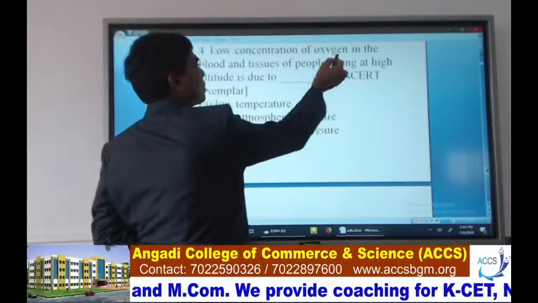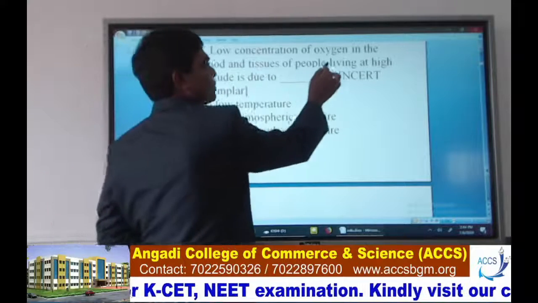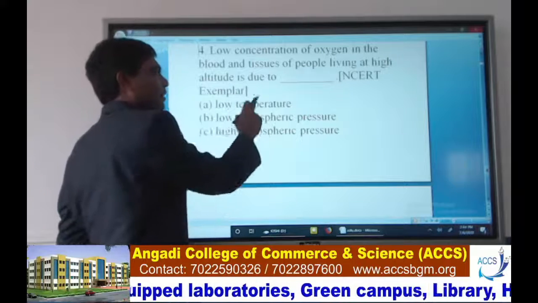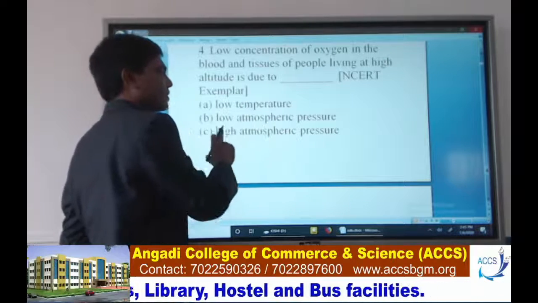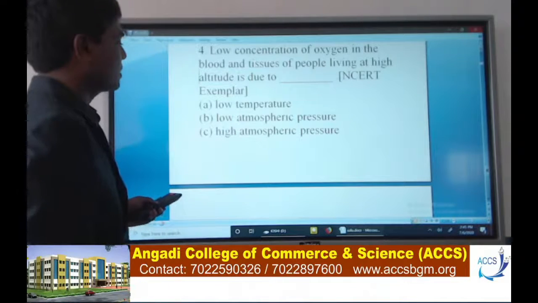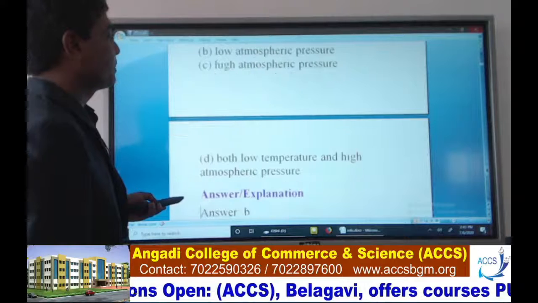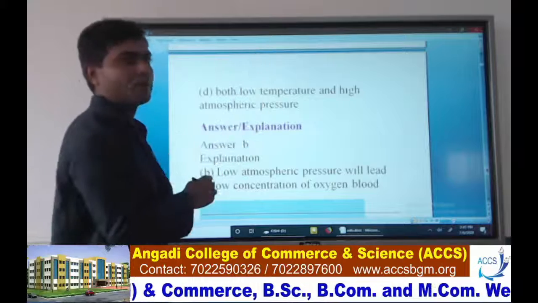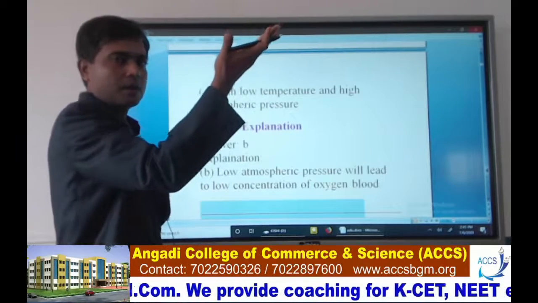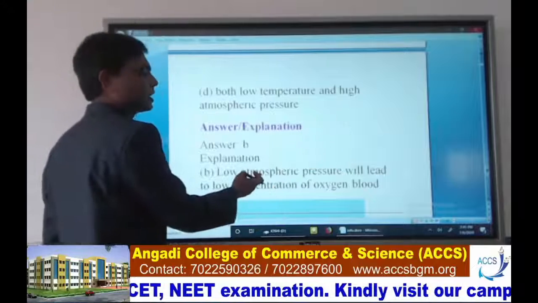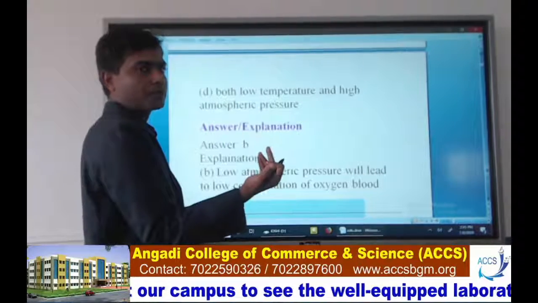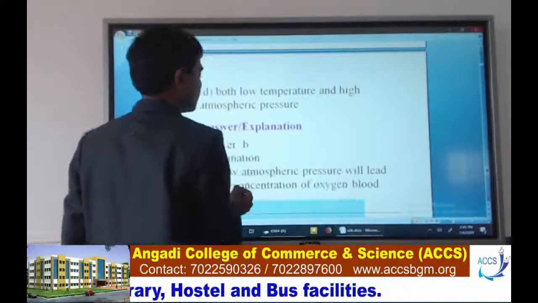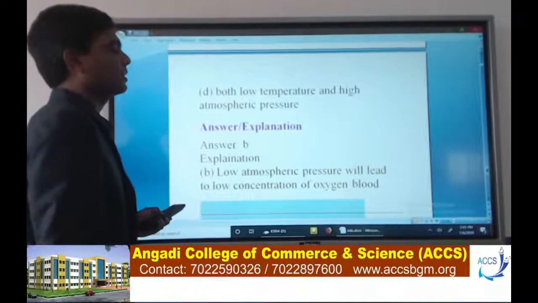In the body, the concentration of the oxygen in tissues of people living at high altitude, means in the mountain. What is the reason for that? Either low temperature, low atmospheric pressure, high atmospheric pressure, and the last option is both low temperature and high atmospheric pressure. As you know, as we climb the mountain, what happens? Higher the altitude, lower is the temperature, lower is the atmospheric pressure. Therefore, there is a lack of oxygen, and in the blood they form the swelling. Hence, the low atmospheric pressure will lead to the low concentration of oxygen in the blood.